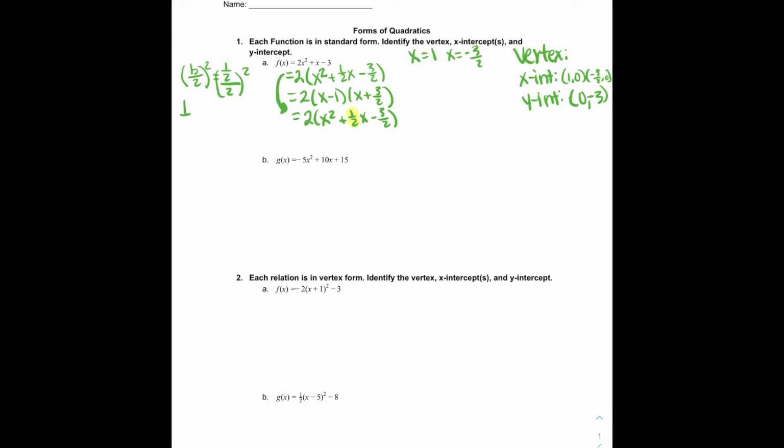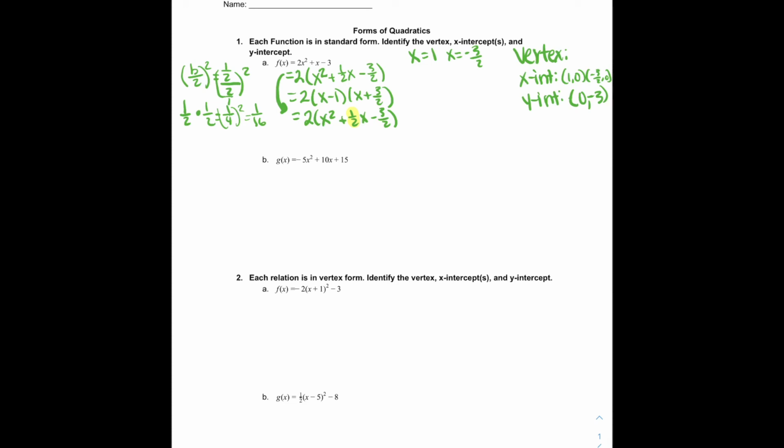Well, keep it, change it, flip it, right? I'm dividing fractions, and that means I'm multiplying by the reciprocal. So that becomes 1/4, and I'm still squaring that. So that's 1/16.